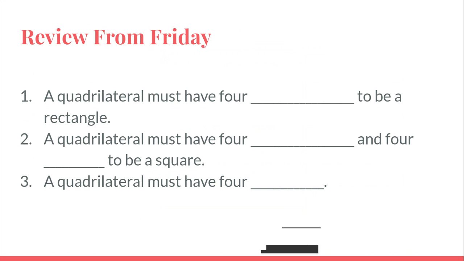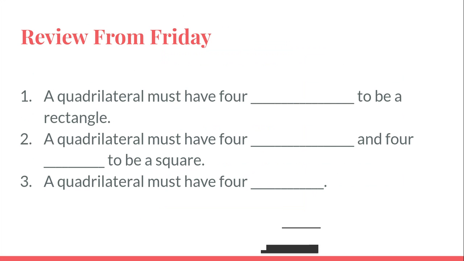Okay, this is just a review from Friday, as well as a review from when we did this unit in class. A quadrilateral must have 4 blank to be a rectangle. I want you to think about it for a second. The answer is: a quadrilateral must have 4 right angles to be a rectangle.